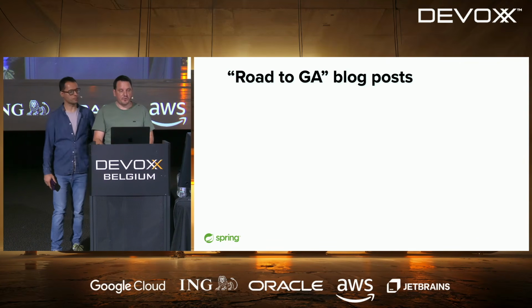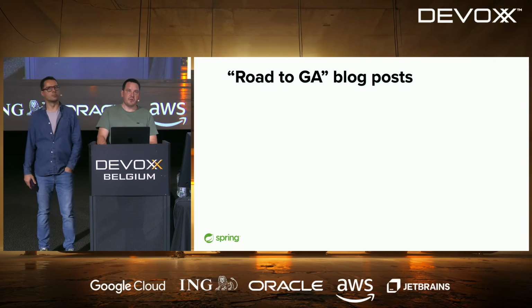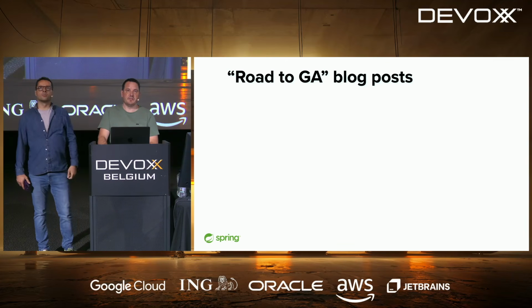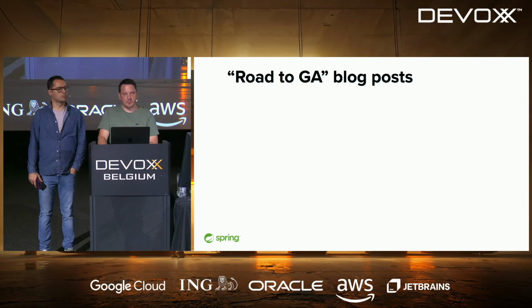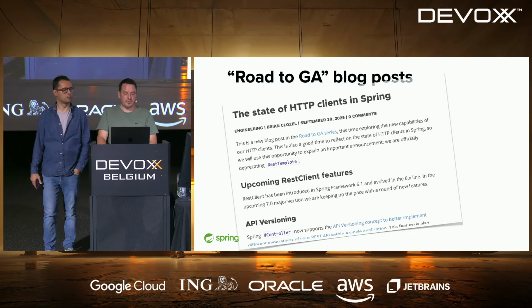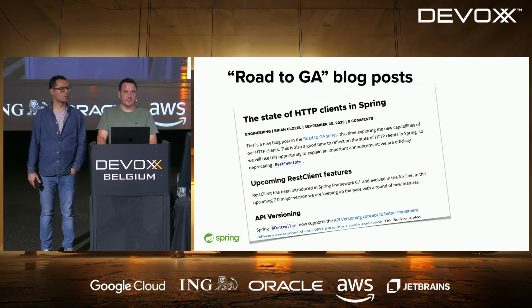Let's maybe talk a little bit about the Road to GA blog post. This is a series of blog posts that we've announced, and we already have like 4 of them released. Is it every Friday? I can't remember. Tuesday? No. Every Tuesday up to the GA, we will publish a blog post about some of the features that are coming to this new generation.